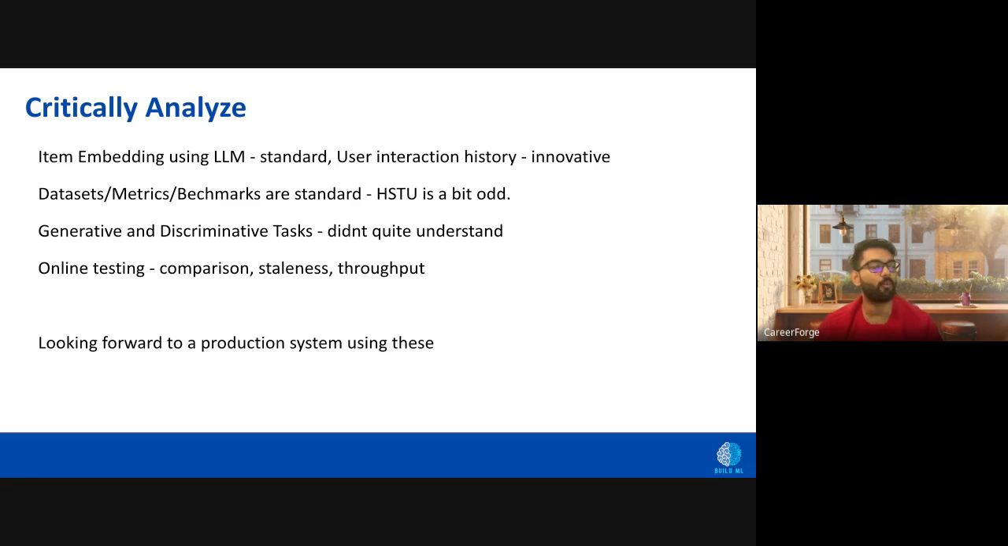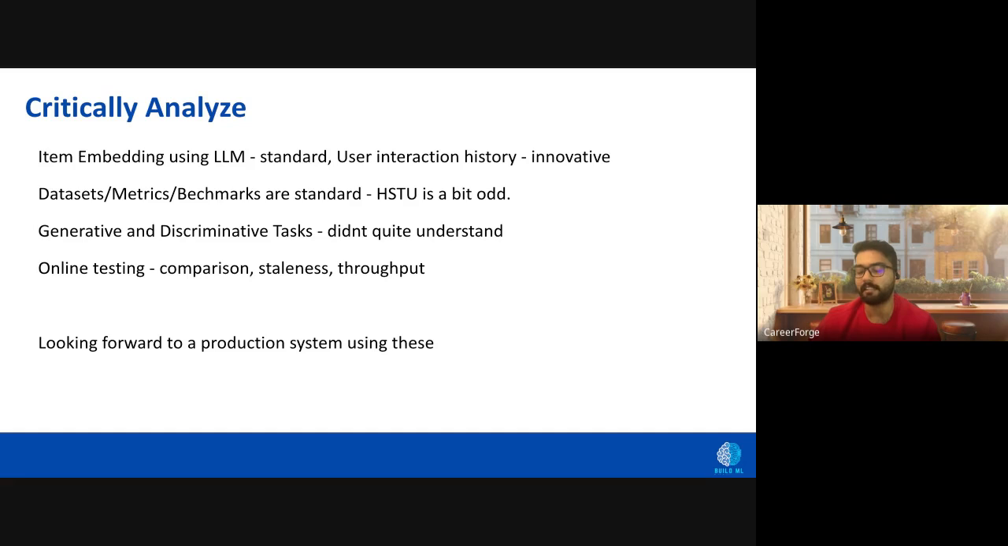Now, in terms of what I maybe felt a bit off or a bit odd, all the dataset metrics and benchmarks are standard. HSTU seems a bit odd because at least based on my knowledge, it may not be considered SOTA necessarily. And generative and discriminative task, the training for both of them, one for comparing against the benchmarks, one for comparing against online testing, that I understand.